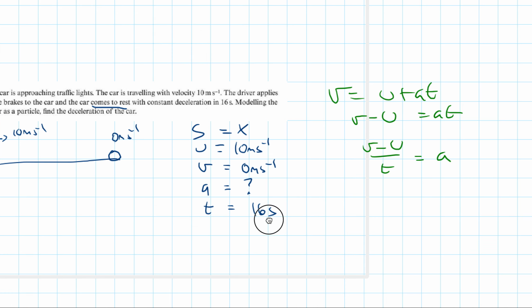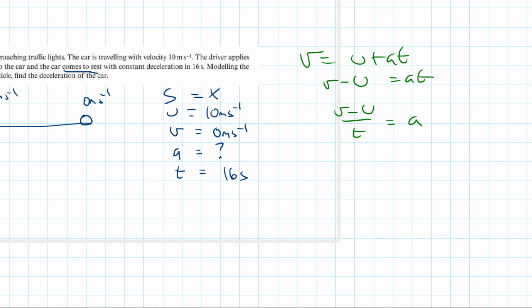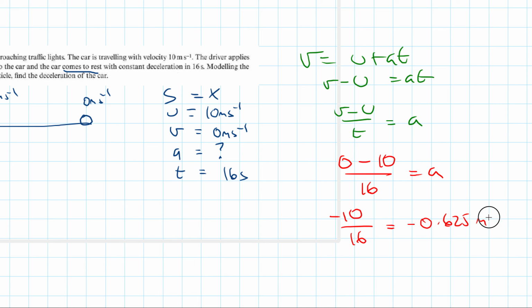Whichever method you choose, plug in your numbers either at the start or after you've rearranged it, so it becomes 0 minus 10 divided by 16 is equal to a. So it's minus 10 divided by 16, and then plug that into your calculator. You should get minus 0.625 meters per second squared.